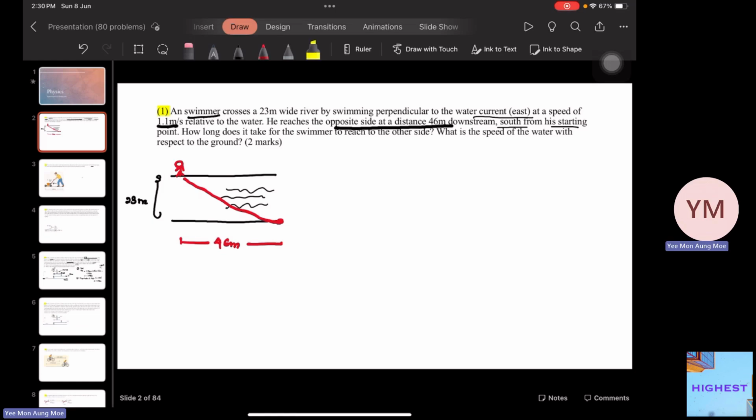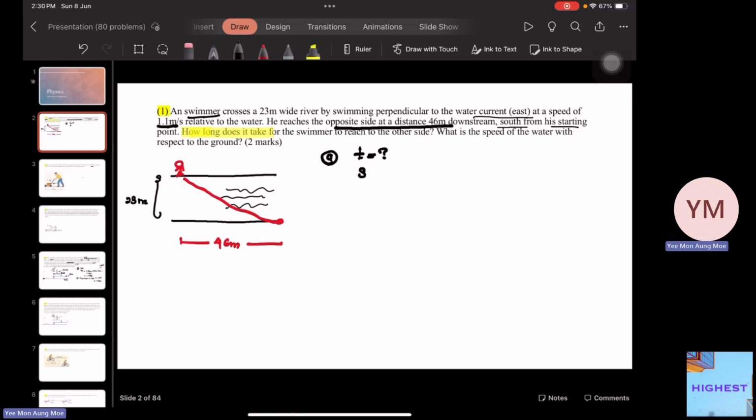So first we have to focus on understanding the question. How long does it take? The question is asking how long it takes for the swimmer to reach the other side. Let me write. This is the first question, part A. They're asking for the time. As I mentioned before, the equation is very simple.